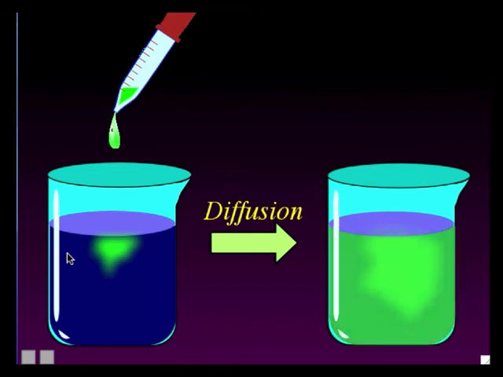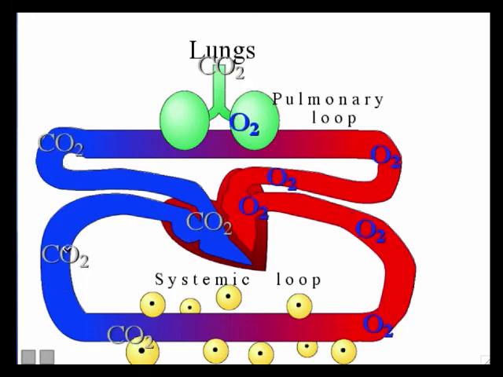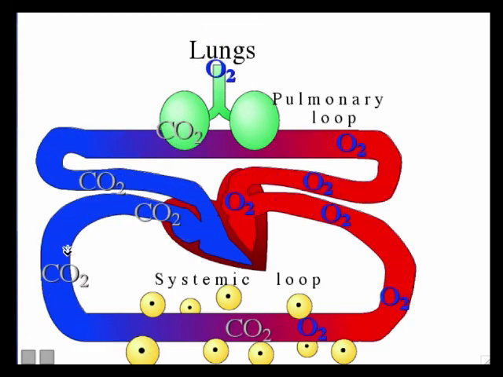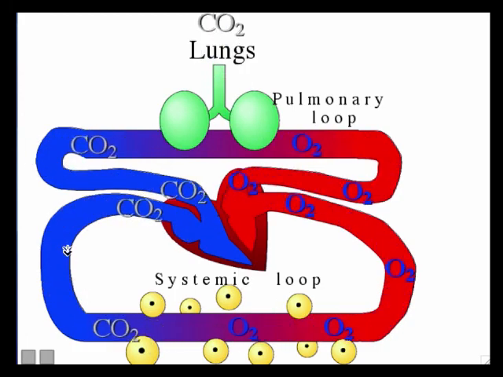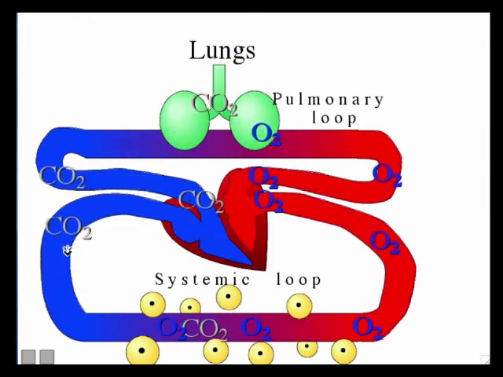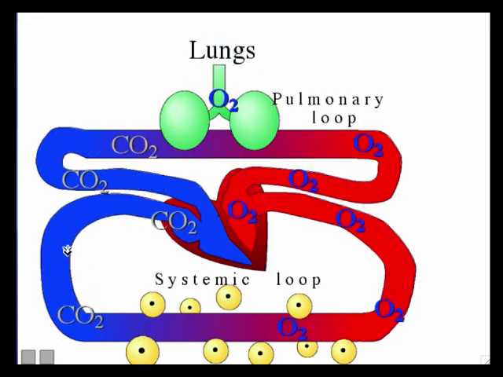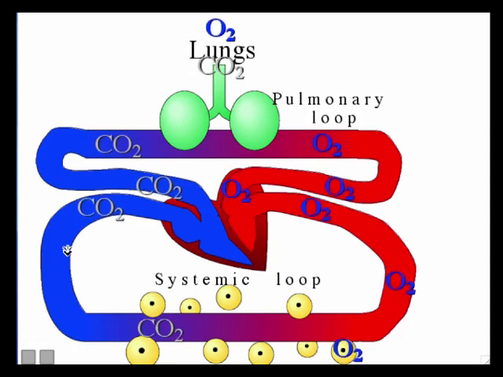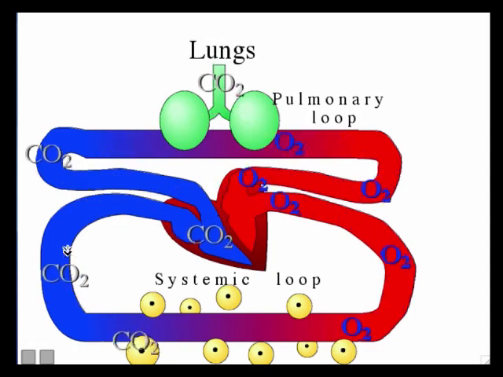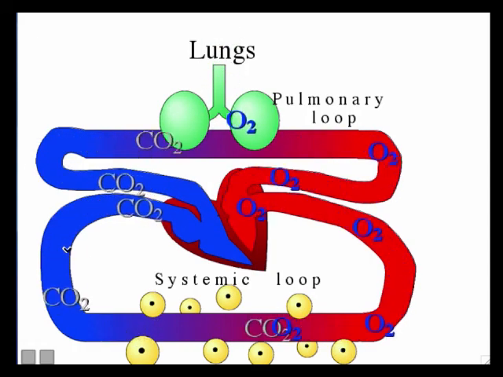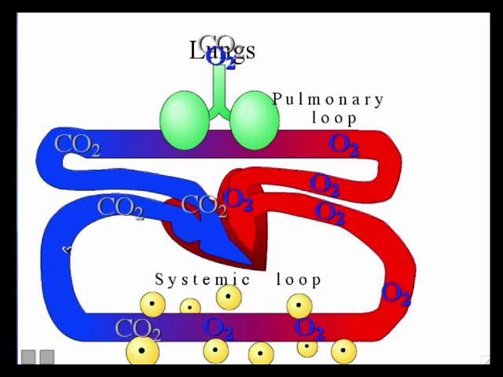All right, so now let me get back to the respiratory system and fill in a little more detail on that. Here we see, let's start off towards the top of the figure in the pulmonary loop. In the pulmonary loop, notice the oxygen is diffusing into the blood and the carbon dioxide is diffusing out of the blood.